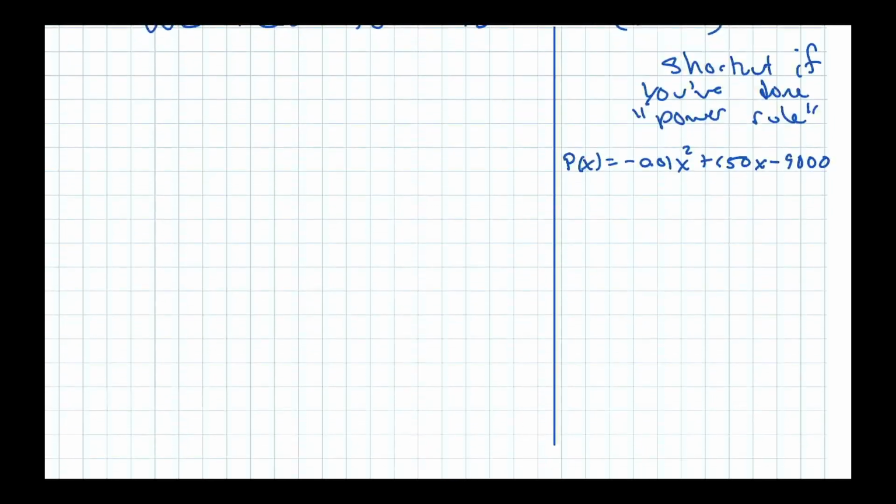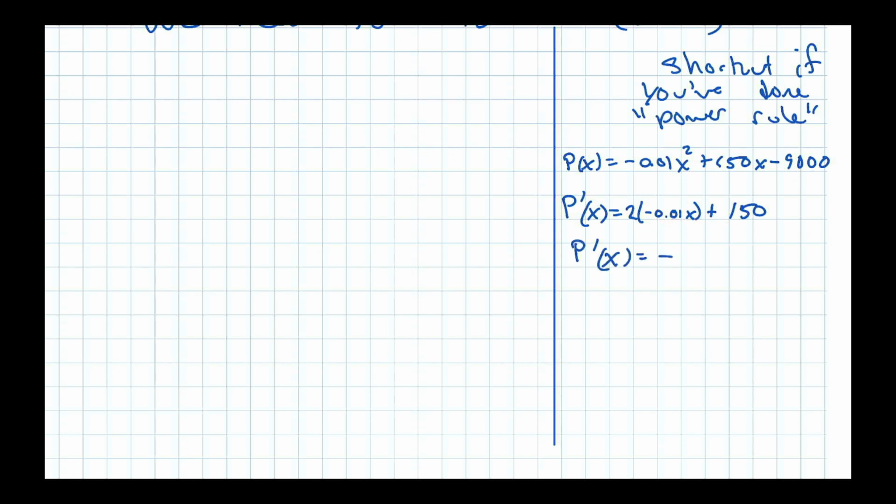So the shortcut would be, well, cheating, but p prime of x would be, if we do the power rule, you take the 2 down in front of this. So I'm using a rule that you're not going to know if you're just in this section for the first time. So you bring this power down in front, subtract 1 from the power, which makes it go from a 2 to a 1, so you don't see it because it's a 1 power. The derivative of 150x is simply 150, and the derivative of 9,000 is 0. So this is your derivative here.